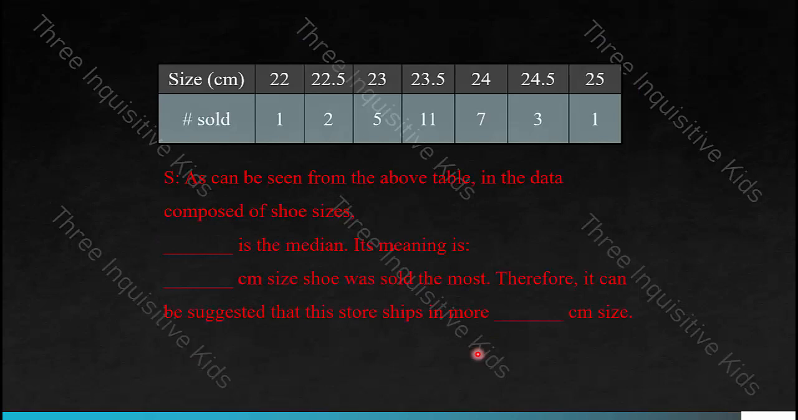As can be seen from the above table, in the data composed of shoe sizes, 23.5 is the mode. Its meaning is that the 23.5 cm shoe size was sold the most. Therefore, it can be suggested that this store imports more 23.5 centimeter size shoes. What else can you suggest for the shoe store restocking?